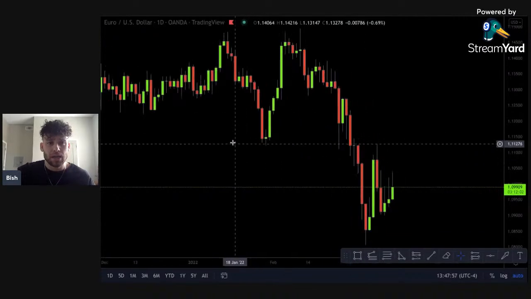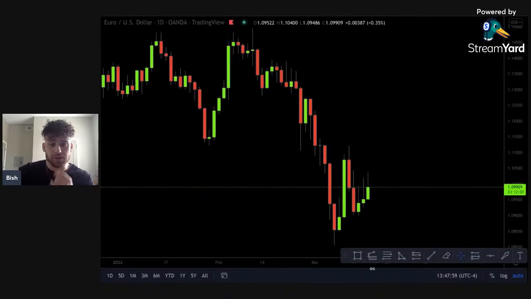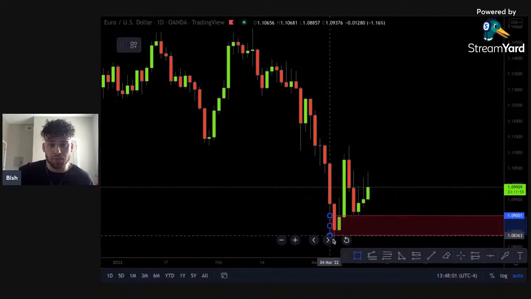All right. Daily time frame. Euro dollar, this will be quick. There's really nothing going on here. So let's do 2 things. Number 1, let's mark off our structure support.